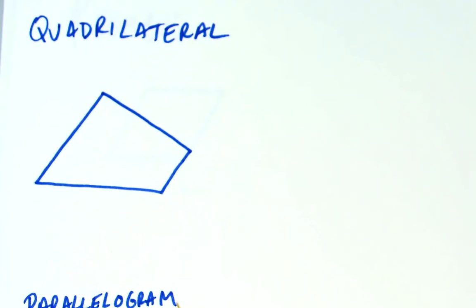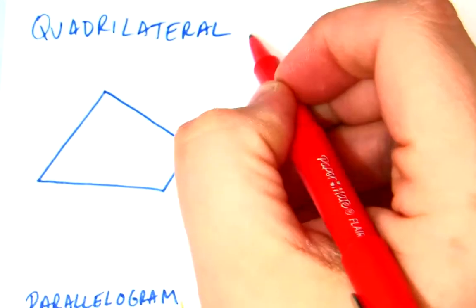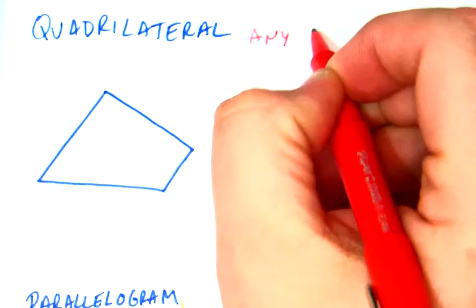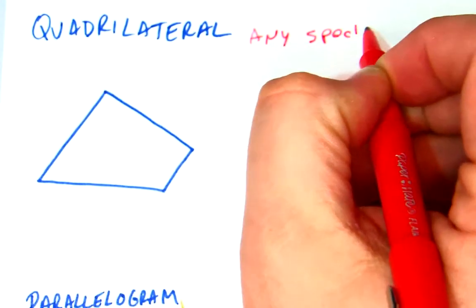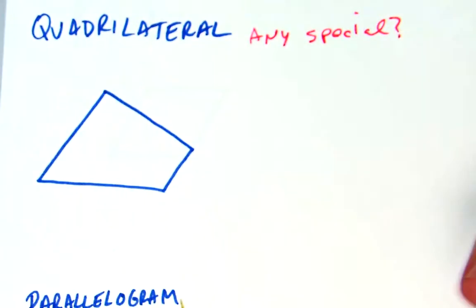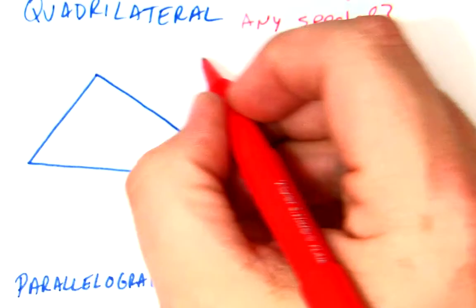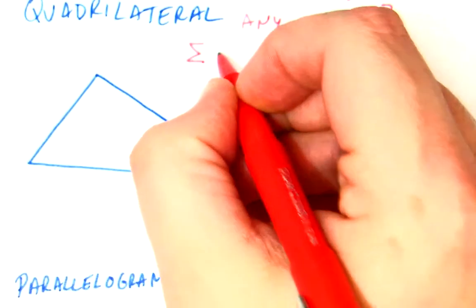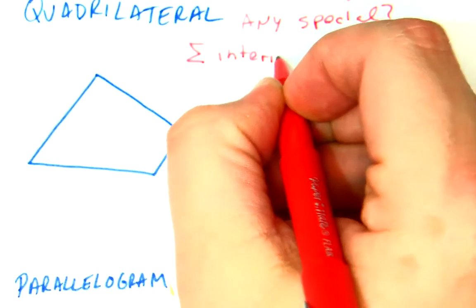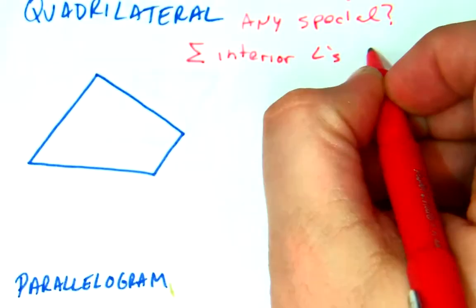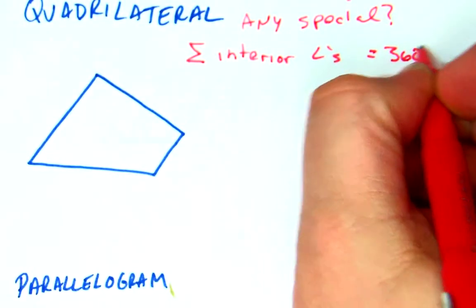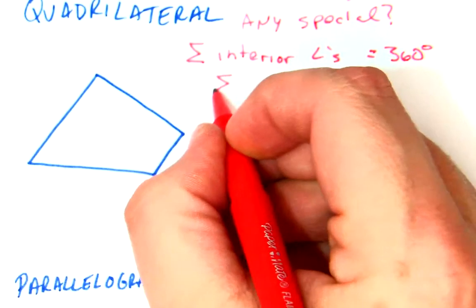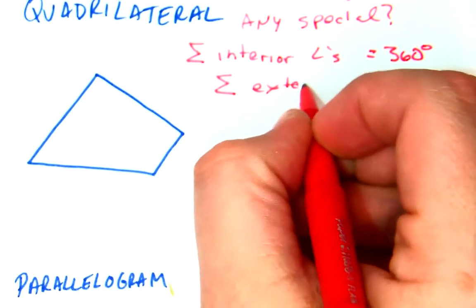All right, here we go. Quadrilaterals. What's special about quadrilaterals? So we could say anything special? What are the sum of the interior angles? All right, that's 360 degrees. What's the sum of the exterior angles?